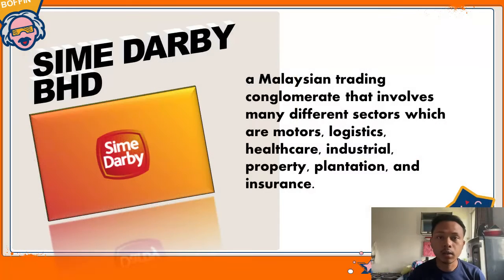Therefore, the company that we have chosen in order to complete this assignment is Sime Darby Bhd. Sime Darby Bhd is a Malaysian trading conglomerate company that is involved in many different sectors, which are motors, logistics, healthcare, industrial, plantation, property, and insurance.